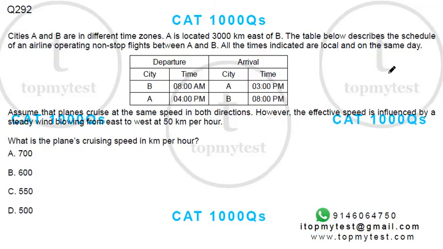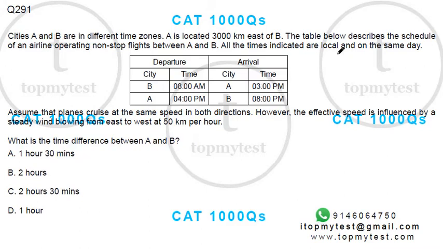This is a double question which came up in CAT previously. It's on time, speed, and distance. Let's see what this says. Cities A and B are in different time zones. A is located 3000 kilometers east of B.